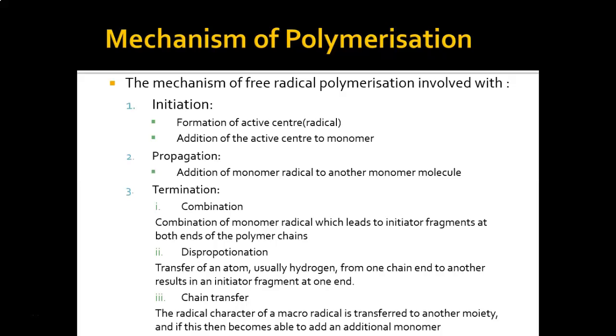For termination by combination, it is the combination of monomer radicals, which leads to initiator fragments at both ends of the polymer chains. And termination by combination is the most important mechanism of termination. Two growing chains join together to form a single polymer molecule. We call it a dead polymer at their free radical end.